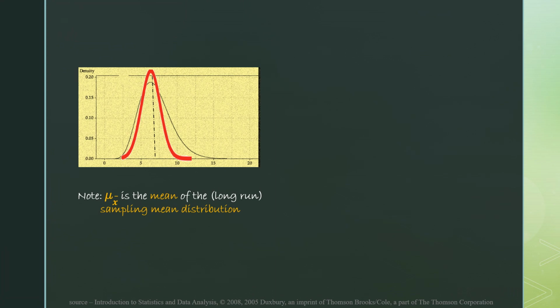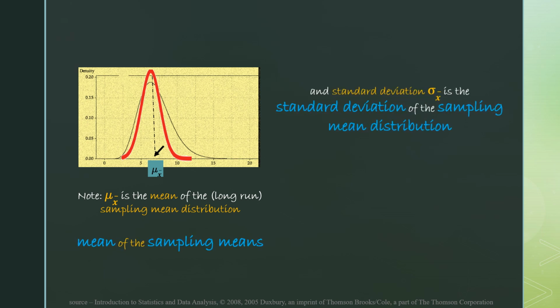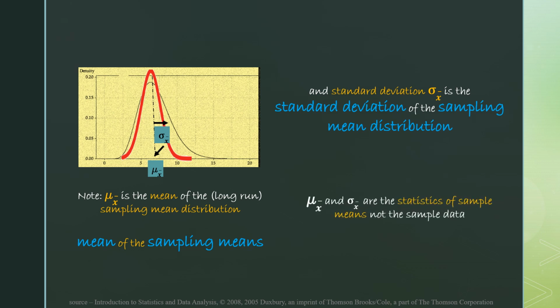Note, mu of x bar is the mean of the long run sampling mean distribution. In other words, the mean of the sampling means. And standard deviation sigma of x bar is the standard deviation of the sampling mean distribution. In other words, mu of x bar and sigma of x bar are the statistics of sample means, not the sample data.